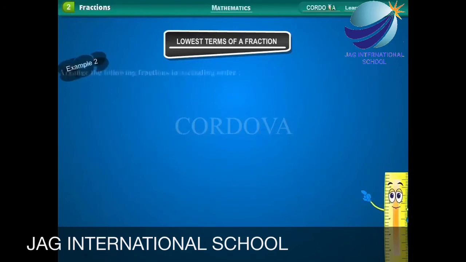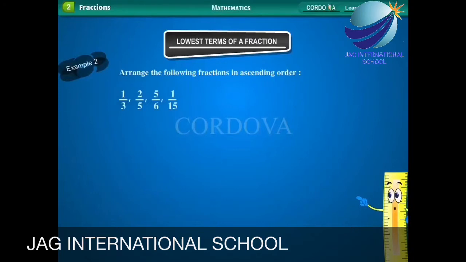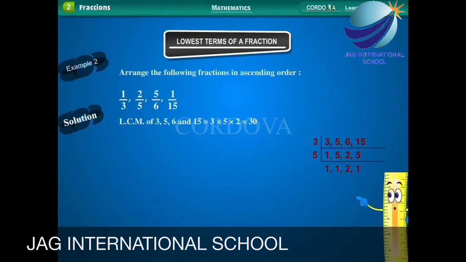Example 2. Arrange the following fractions in ascending order. 1 upon 3, 2 upon 5, 5 upon 6, 1 upon 15. Solution. LCM of 3, 5, 6 and 15 is equal to 3 into 5 into 2, which is equal to 30. 1 upon 3 is equal to 1 into 10 upon 3 into 10, which is equal to 10 upon 30.